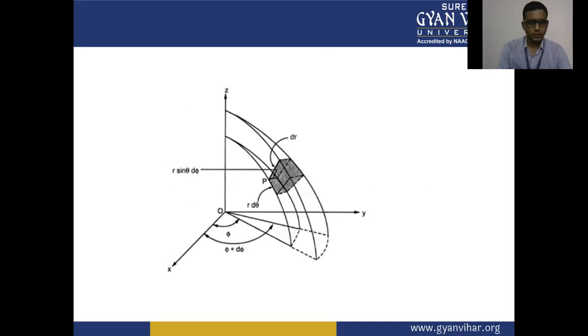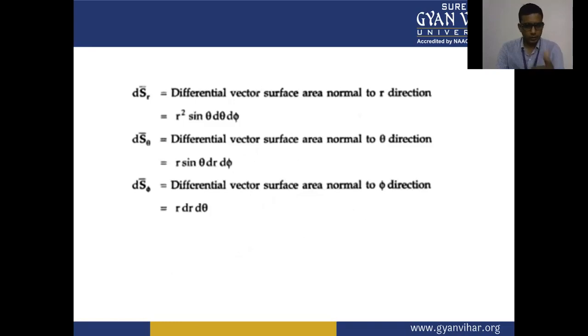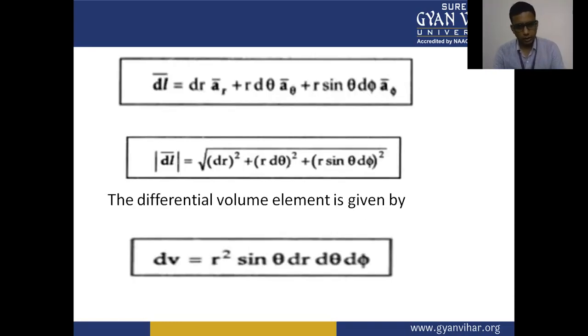This is the representation of the volume in the sphere. We have cut a rectangular three-dimensional piece in the sphere. So we are able to find the volume at the point P, that is dr times r d theta times r sine theta d phi. So this is the representation of our volume.